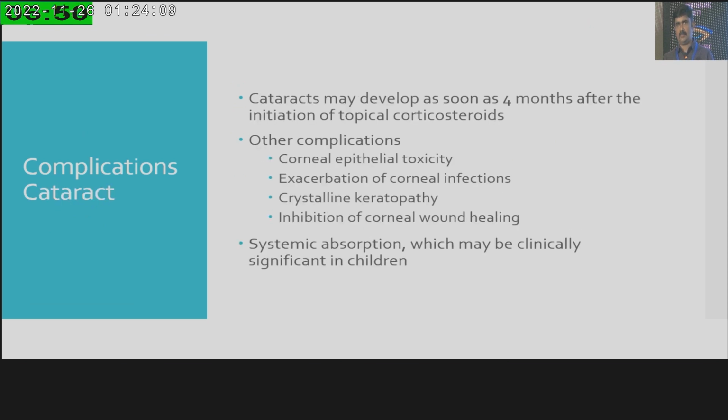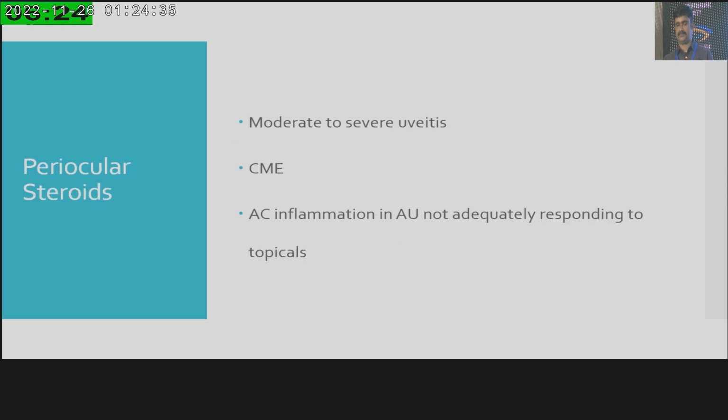Cataract is again one more problem. Many times we see cataract due to drops rather than the uveitis. So if you are going to use them more than 4 months, more than 2 times a day, then it is going to cause cataract. And we have other complications of steroids like corneal epithelial toxicity, exacerbation of corneal infections, crystalline keratopathy, and inhibition of corneal wound healing. And also you have to remember systemic absorption is significant, especially in children. If used for a long time, they can even cause Cushingoid syndrome. So you have to be careful in children.